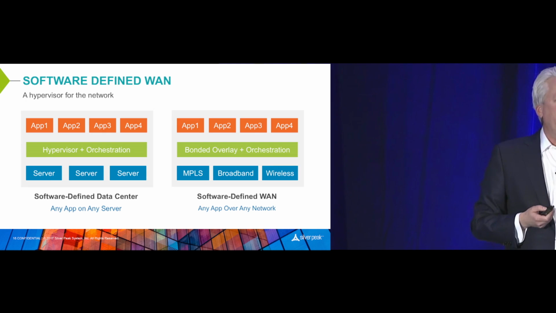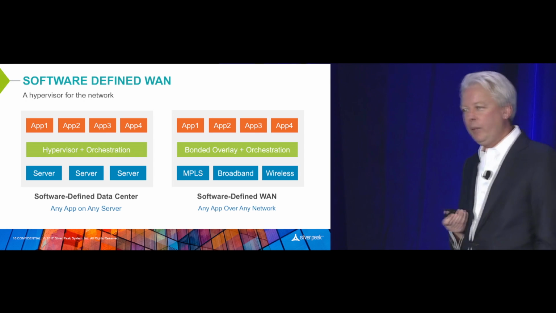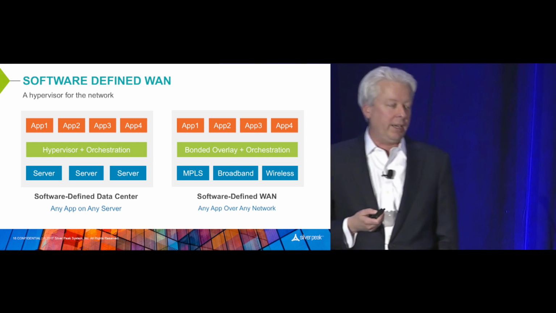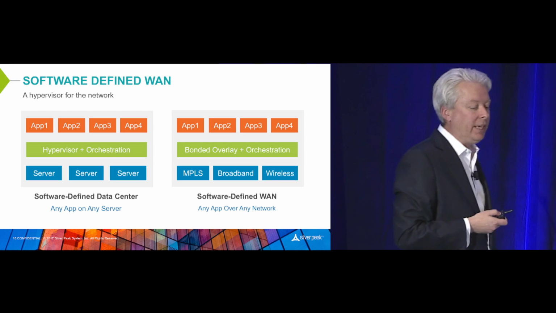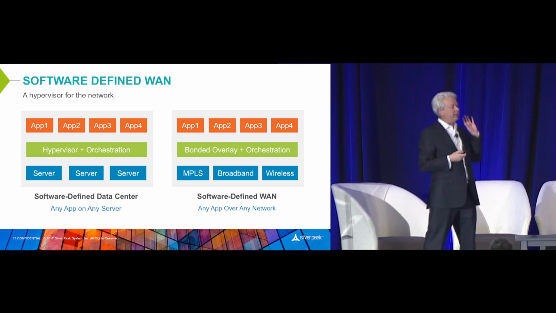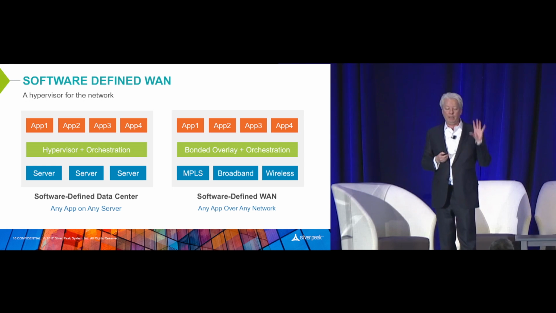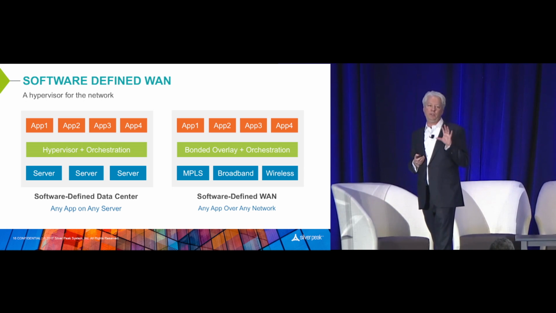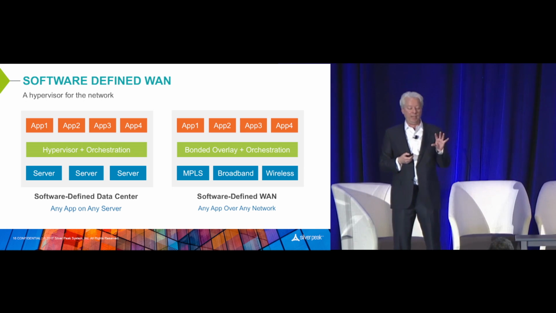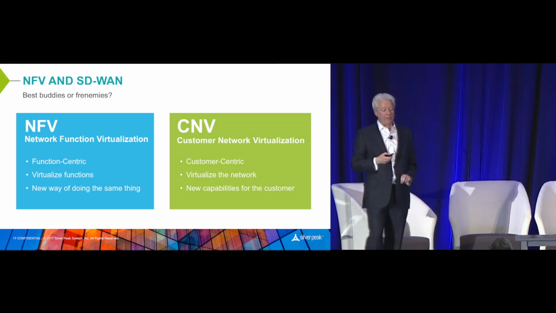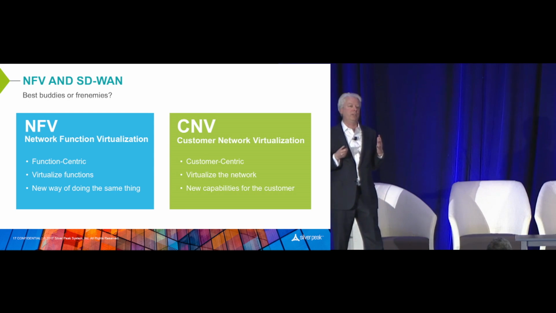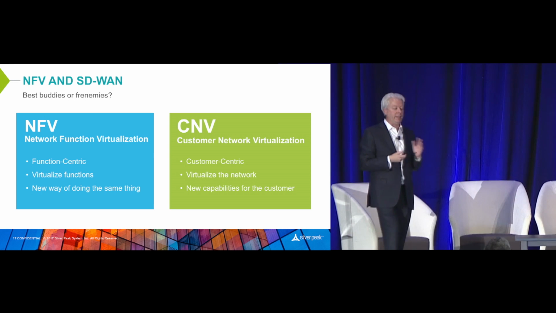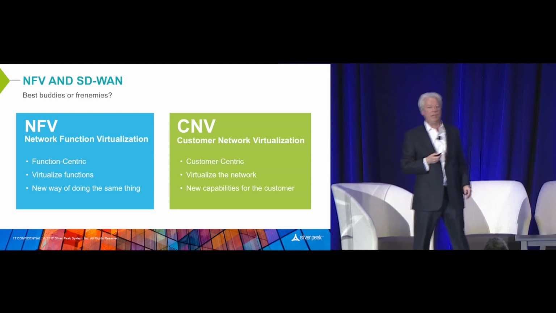Finally, I want to get to the other question that I asked at the beginning, which is how do NFV and SD-WAN relate to each other? So you remember that I talked about the software-defined WAN being like a hypervisor for the network. It basically makes the network virtualized. That's helpful when we think about this question of SD-WAN and NFV. Are they best buddies or are they kind of frenemies?